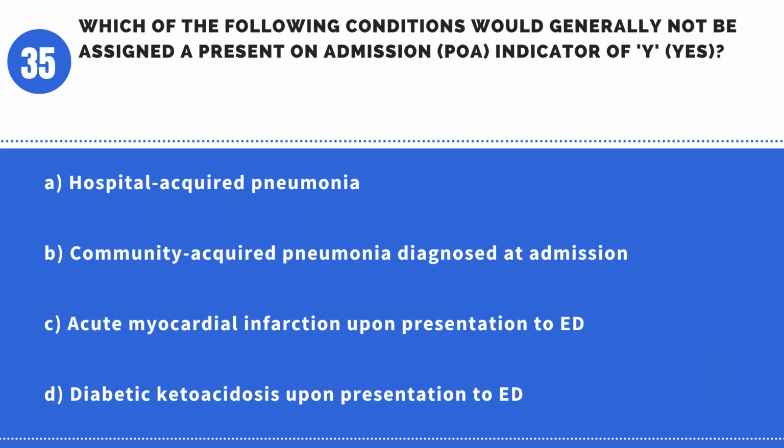Question 35. Which of the following conditions would generally not be assigned a present on admission, POA, indicator of Y for yes? A. Hospital-acquired pneumonia. B. Community-acquired pneumonia diagnosed at admission. C. Acute myocardial infarction upon presentation. D. Diabetic ketoacidosis upon presentation.